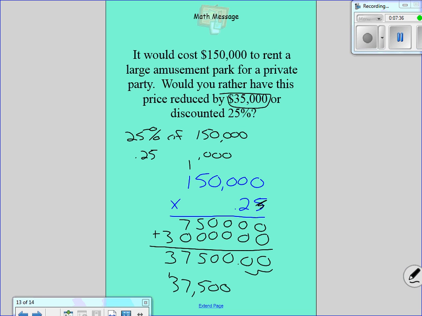So let's answer our question again. It would cost $150,000 to rent a large amusement park for a private party. Would you rather have this price reduced by $35,000 or discounted at 25%? My advice, let's take the 25% discount. The reason why, kids, is we're going to save about $2,500.